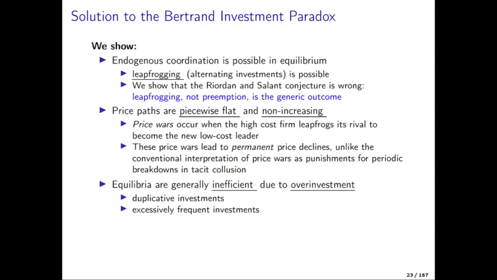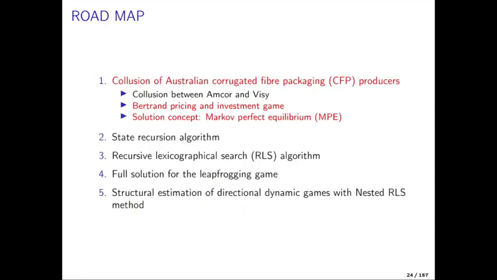Equilibria are generally inefficient due to overinvestment because of two features: duplicative investments and excessively frequent investments. Okay? But it is actually possible to achieve a fully efficient monopoly outcome in equilibrium. So actually, many things can happen in this model, because there's a huge multiplicity of equilibria. Okay, so that was the collusion case between Team Amcor and VC.